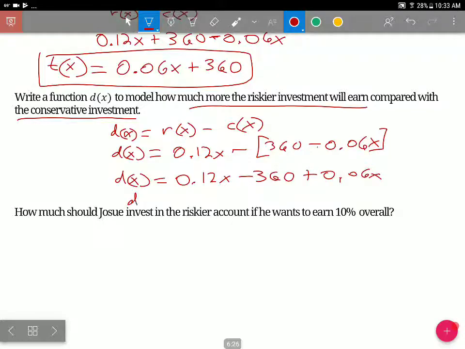I got just enough room to put this up there. When you add your x's together, how much do you have? What's 12 plus 6? So 0.18x. And can you combine the 360 with anything? No, so just bring it down. Cool.